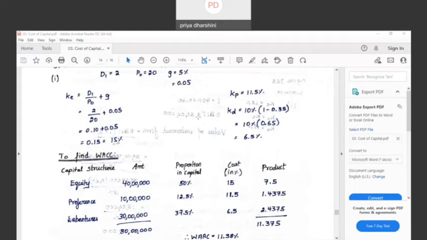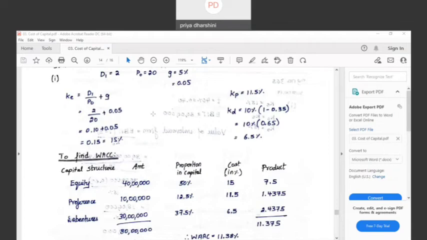Subdivision 2. Compute the new WACC if the company raises an additional 20 lakh debt by issuing 12% debentures. This would result in increasing the expected equity dividend to 2.4, leave the growth rate unchanged, but the price of equity share will fall to rupees 10 per share.